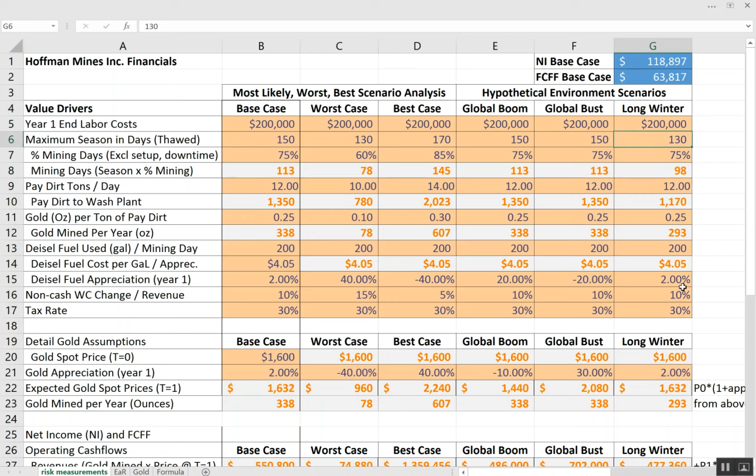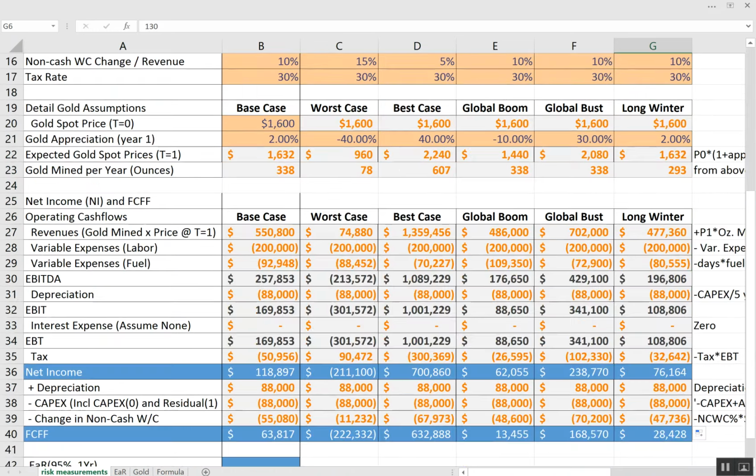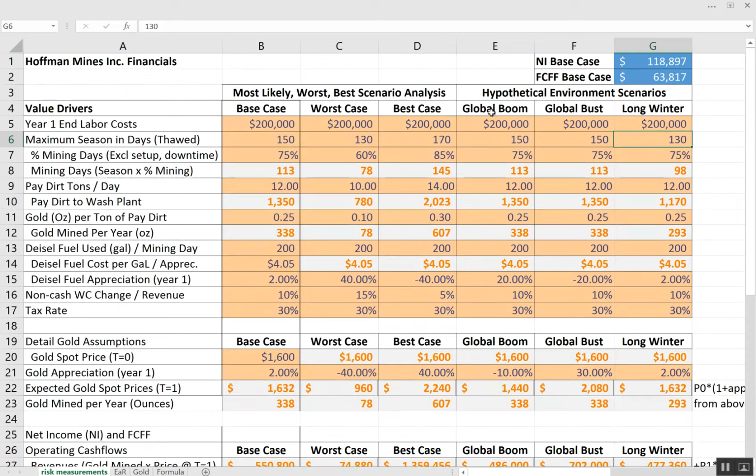Well, I just made that one change, and I say, what's the impact of having a cold winter and having to wait around until the ground thaws? Well, in that one we only wind up with $28,000. And then I just made up some scenarios. What if there's a global economic boom or a global economic bust? Now, that wouldn't affect the environment at all, right? The economy is not going to be driven by how cold the winter is in Alaska.